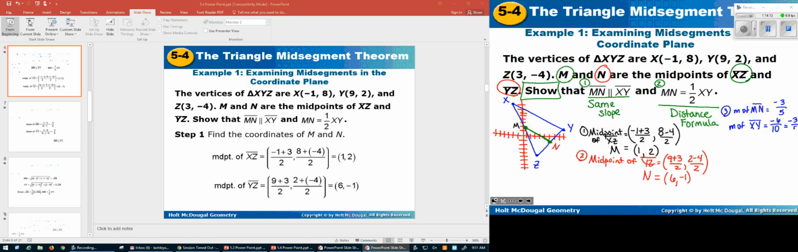-3/5. And then you're going to tell me, what does that mean, that since they both had the same slope? That's what they told you to prove. So this proves, so state it on your paper, MN is parallel to XY. The work proves what we're trying to say.